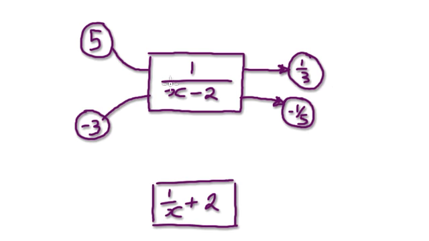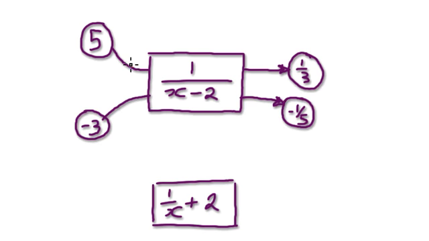Okay, well anyway, let's say you've got a function f of x is this. This here is the inverse. Now, looking at this, if you put the number 5 into this machine, it will spit out a third. If you put in negative 3 into the machine, it will spit out negative a fifth.